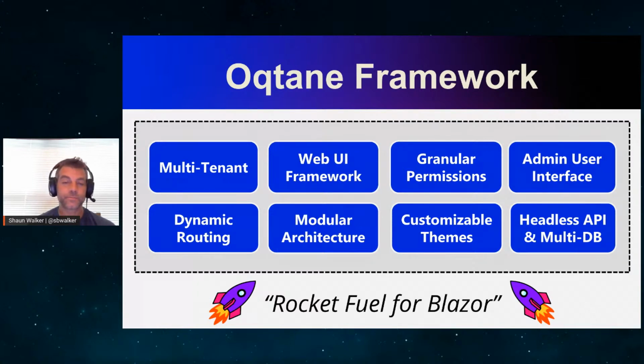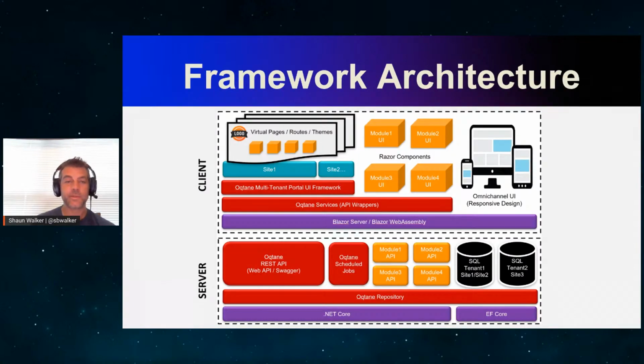It's a client-server architecture, so it's got a full headless API that the client interacts with, and it supports multiple databases, which I will show in a minute here. But from an architecture perspective, it is client-server. So if we start at the bottom here, you've got your server that's built on .NET Core and EF Core. Octane's got its own sort of repository layer, which works exclusively with EF Core and interacts with databases.